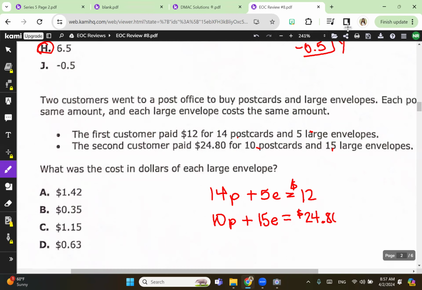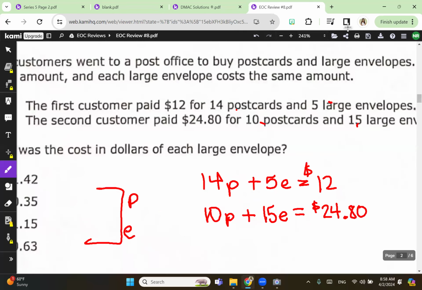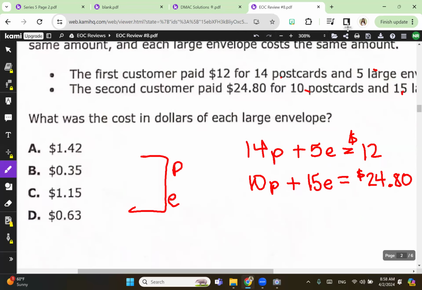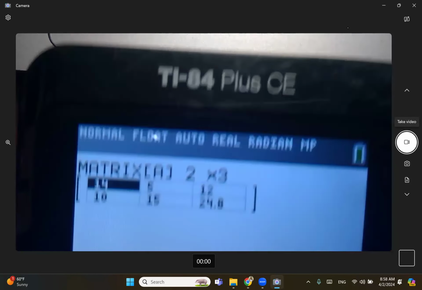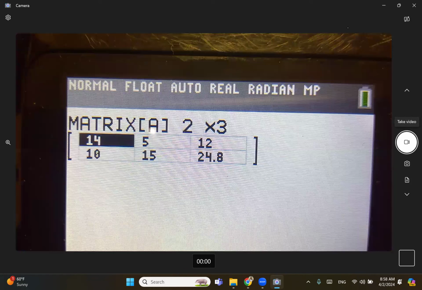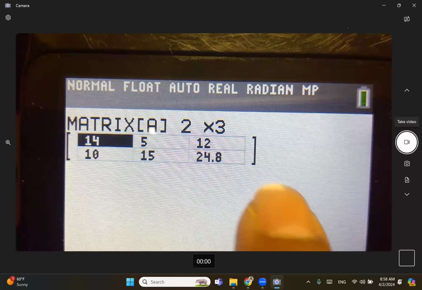Matrix again. Wait, did everybody get that? All right, I'll let y'all copy that down. 14, 5, 10, 15. Whoa. What happened? You know how you're supposed to put the numbers? It's supposed to be 2 by 3. Put 15 and 4. Oh, okay. Gave you a big old table. All right. Don't forget that very last number is a decimal, 24.8.